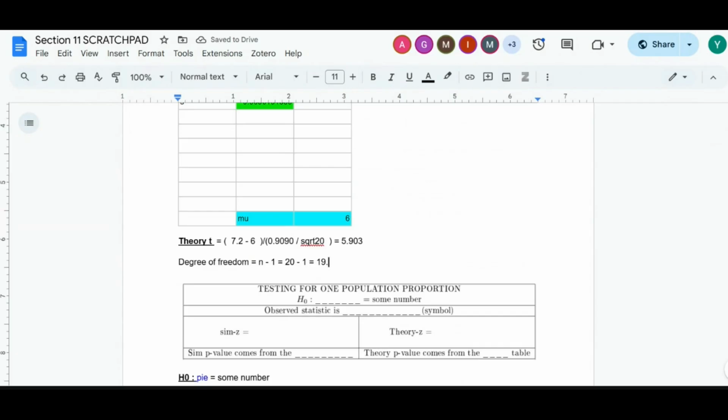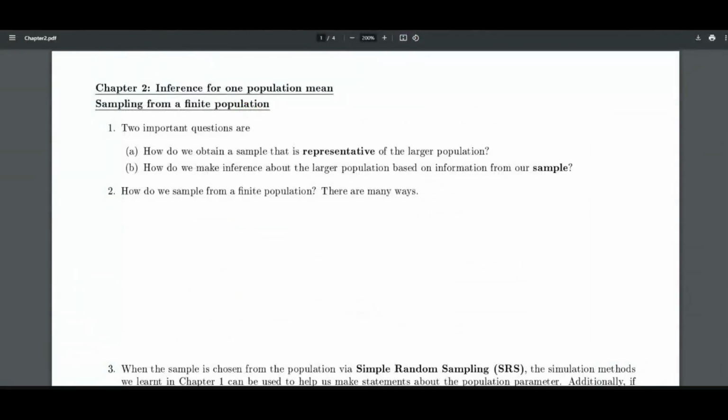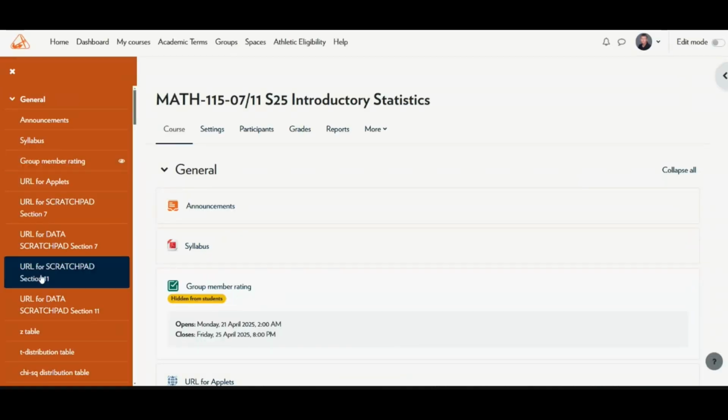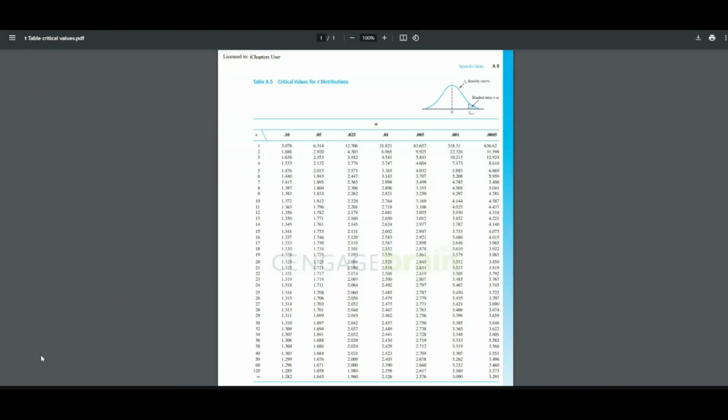So let me show you how the T table works. The T table is on Moodle already. Again, I recommend you print it out. It's very frustrating to do these things online, but for today, I'll show you.